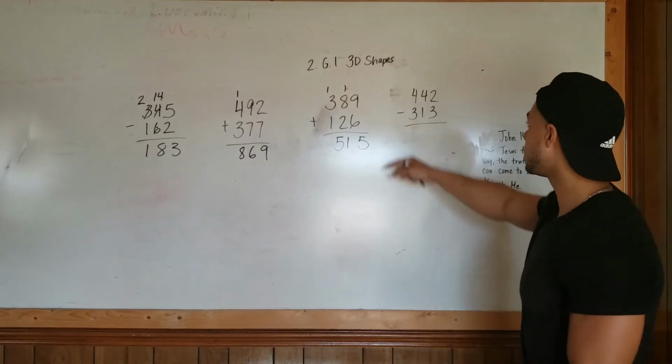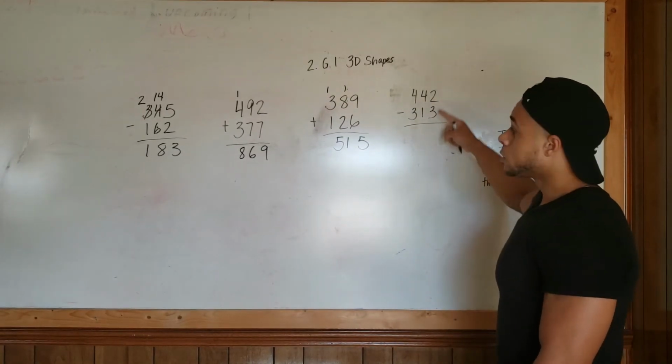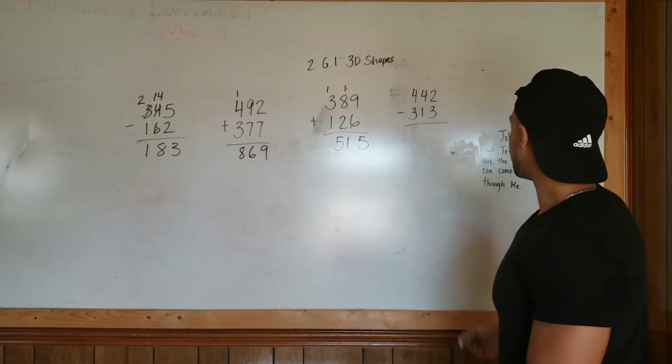If you pay attention to that sign, we're going to start in your ones place, 2 minus 3. You cannot do 2 minus 3, so we're going to have to regroup.